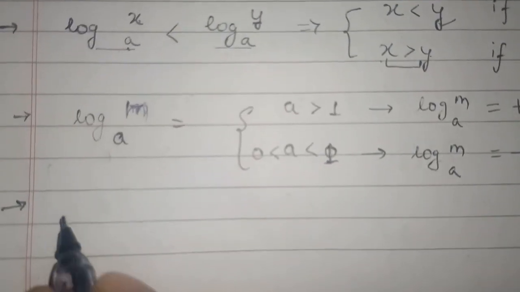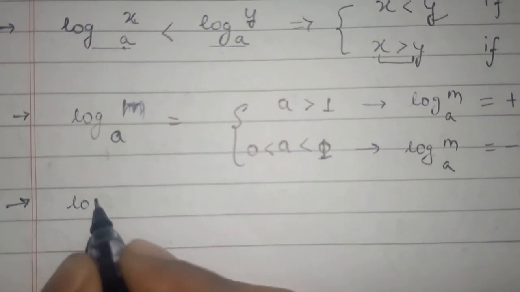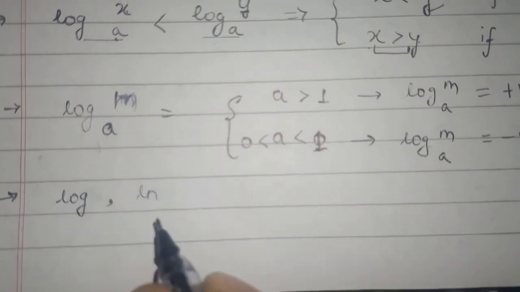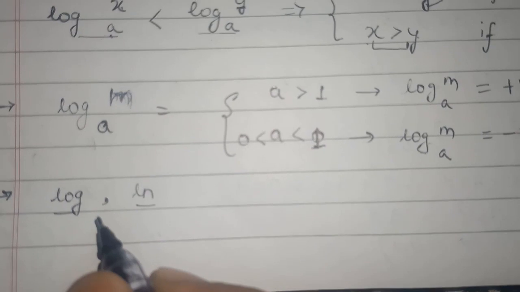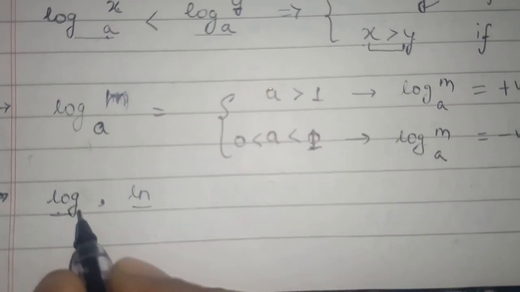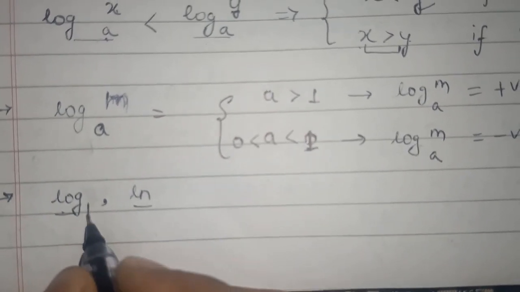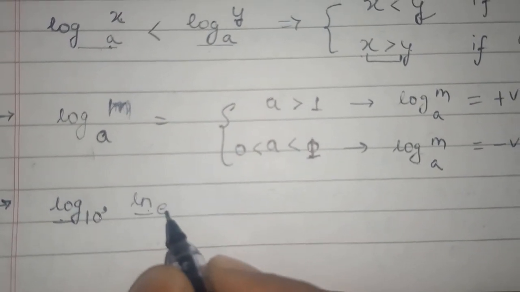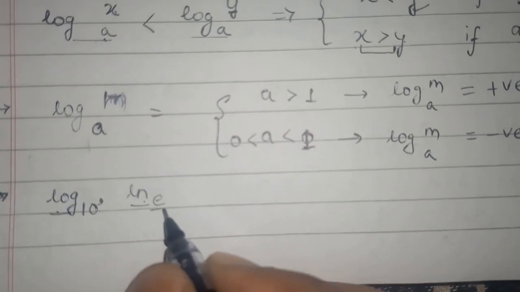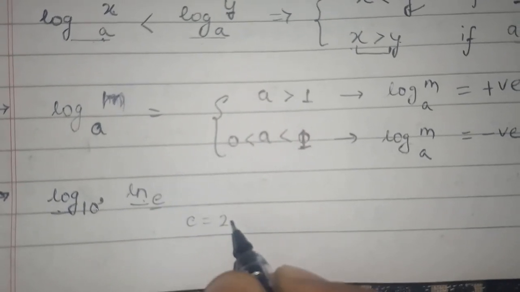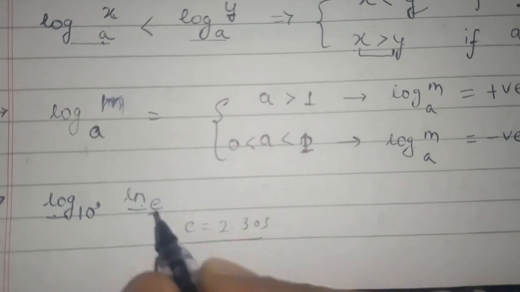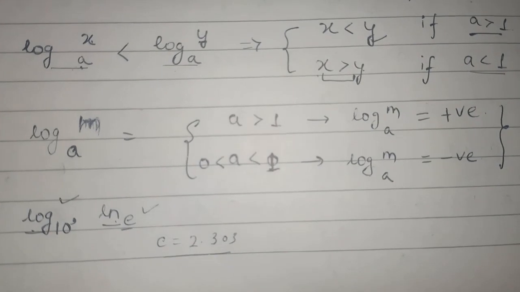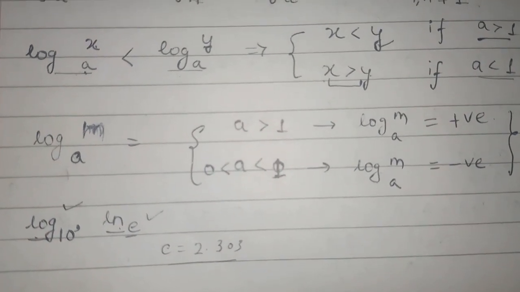Next, somewhere we see log and somewhere we see ln. Both are logarithmic functions. Log is defined when the base is 10, and ln is defined when the base is e, the exponential, whose value is 2.303. I hope you understand the basic concepts of the logarithmic function.